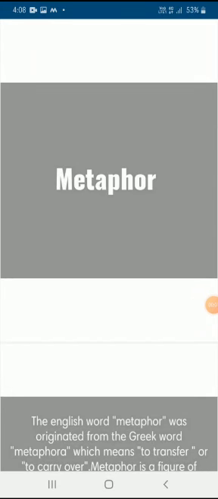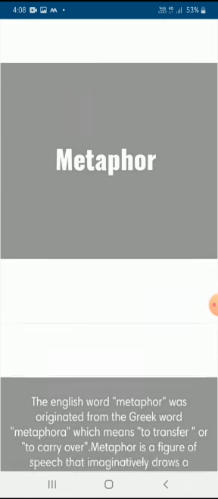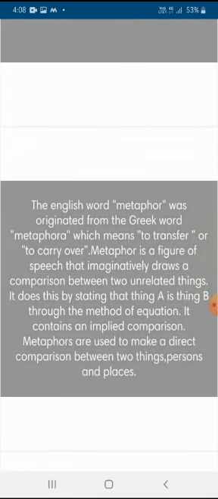Today we are going to discuss a literary term, metaphor. The English word metaphor originated from the Greek word metaphora, which means to transfer or to carry over. Metaphor is a figure of speech that imaginatively draws a comparison between two unrelated things. It does this by stating that thing A is thing B. Through the method of equation, it contains an implied comparison.